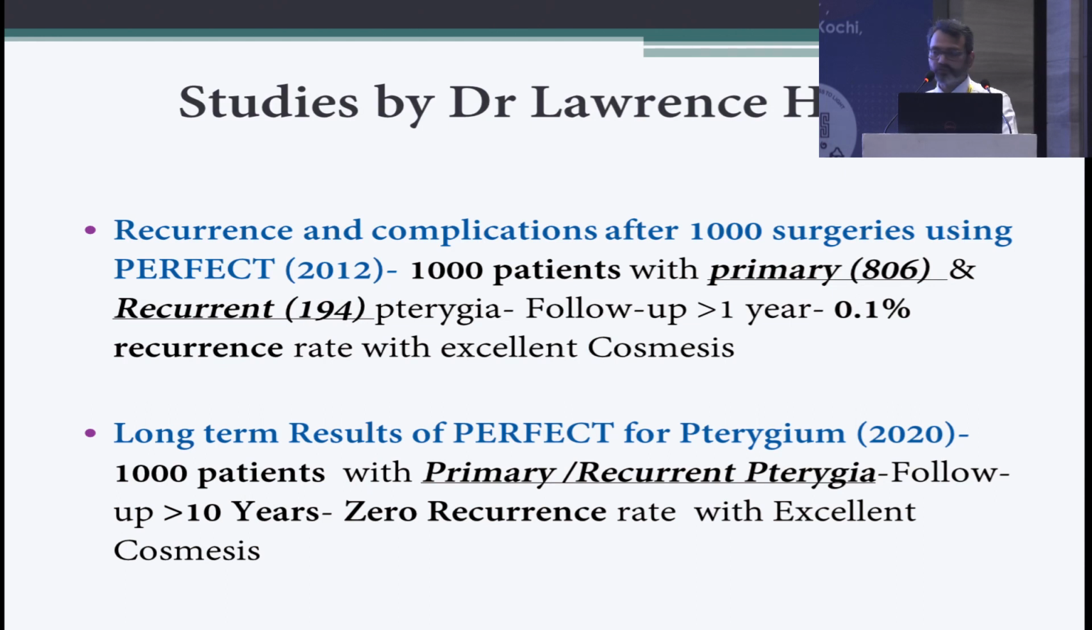In 2012 he had a huge series of 1000 patients, of which the patients with primary pterygia were 806 and recurrent pterygia were 194. They were followed up for more than 1 year, and the recurrence rate was found to be 0.1%. And in 2020 again he published a report of 1000 patients with primary as well as recurrent pterygia who were followed up for 10 years. And again he reported zero recurrence rate with excellent cosmesis.